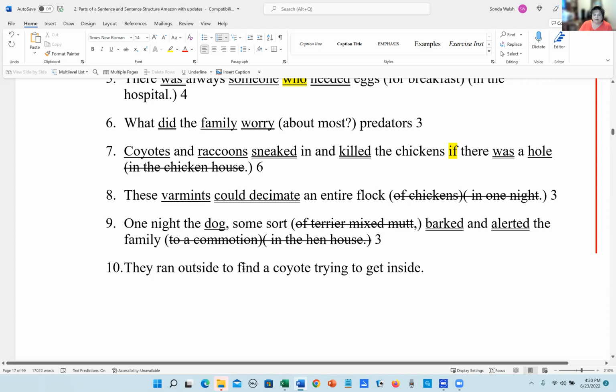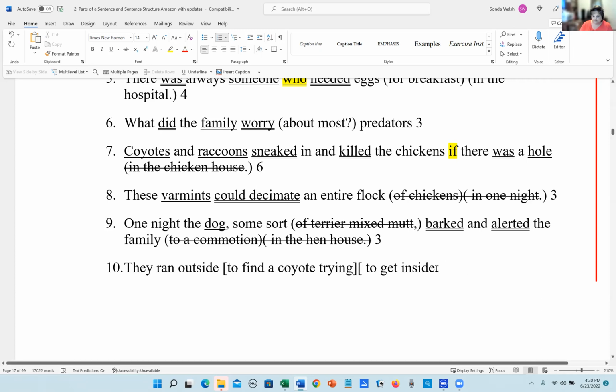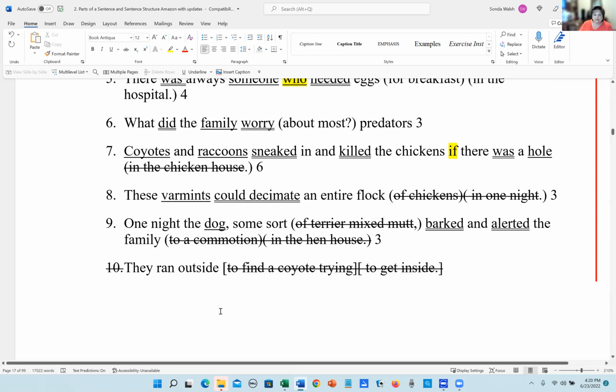All right, the last one. We want to find our prepositional phrases. So to find a coyote trying to get inside. So what we have here is 2 infinitive phrases. So we're not going to use these as our subjects and verbs. I'm going to draw a line through it. So now ran is my verb. Underline that twice and ask myself, who ran outside? What ran outside? They is the correct answer.